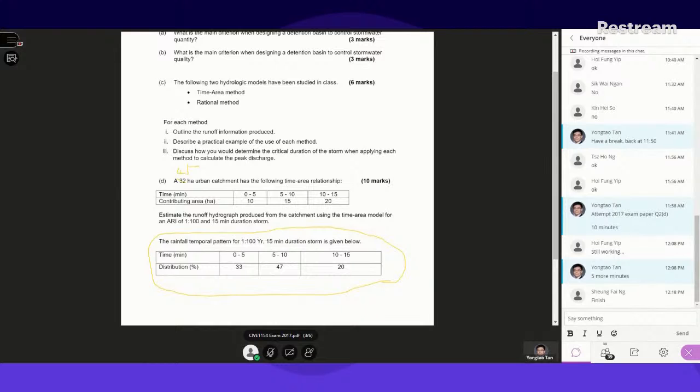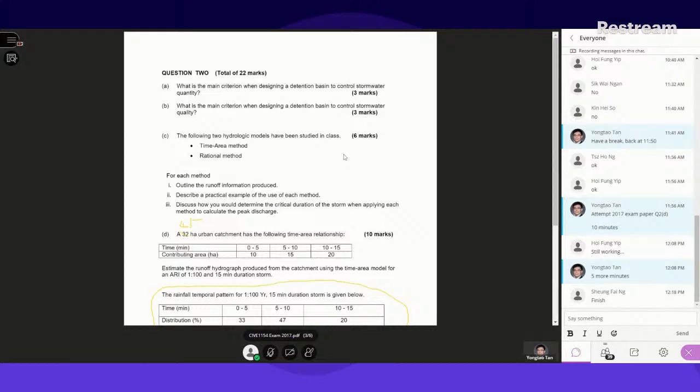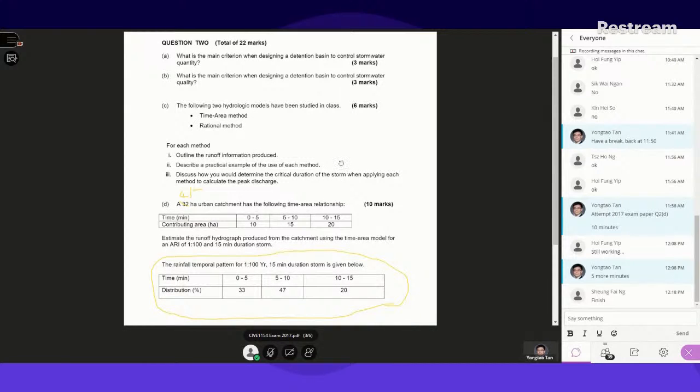I will show you now. I'm going to show you how to do these questions. Actually, don't worry, I will upload the answers to Canvas after the workshop. Now let me see.